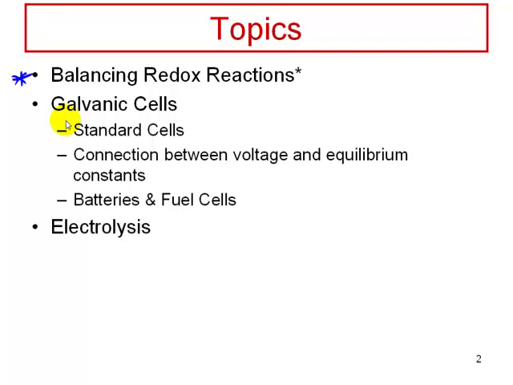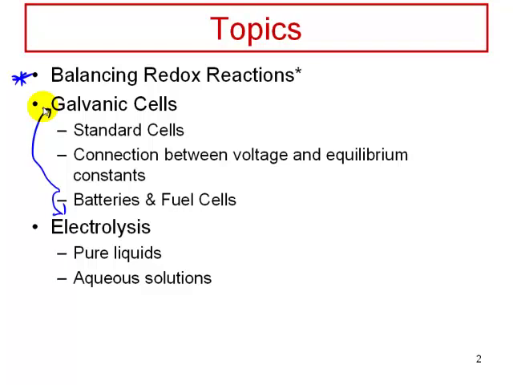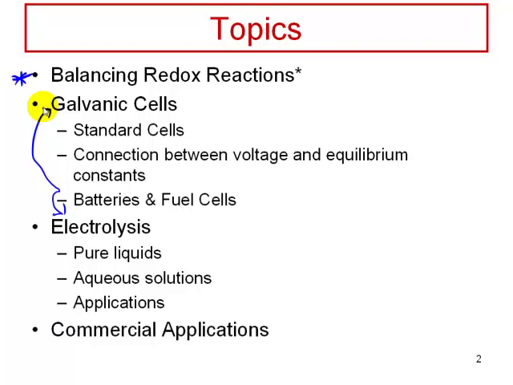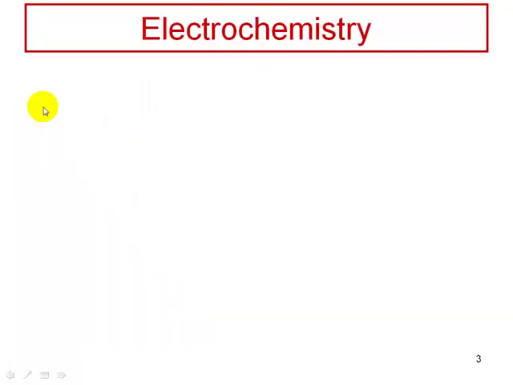Then after that, we're going to talk about electrolysis. The difference between a galvanic cell and an electrolytic cell is that in a galvanic cell, as you're going to see, the oxidation-reduction reaction that takes place is spontaneous, whereas in an electrolytic cell, you have to force it to happen by applying a voltage because it is non-spontaneous. Okay? And we're going to talk about electrolysis of pure liquids and aqueous solutions and how that's different, and industrial applications of those things. And then commercial applications, that sort of thing.